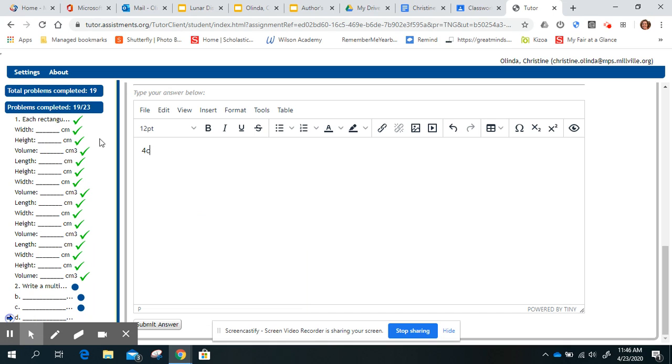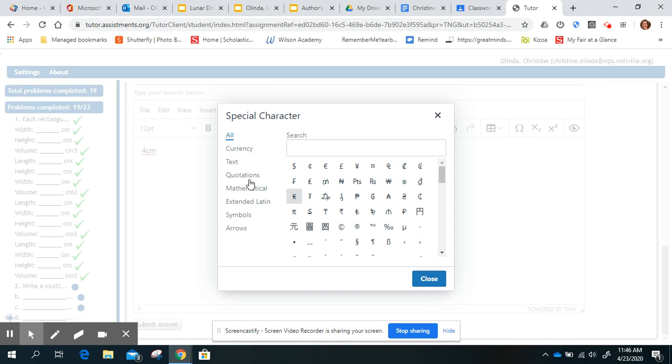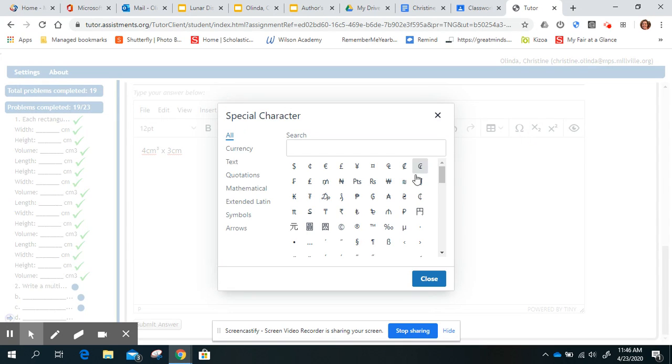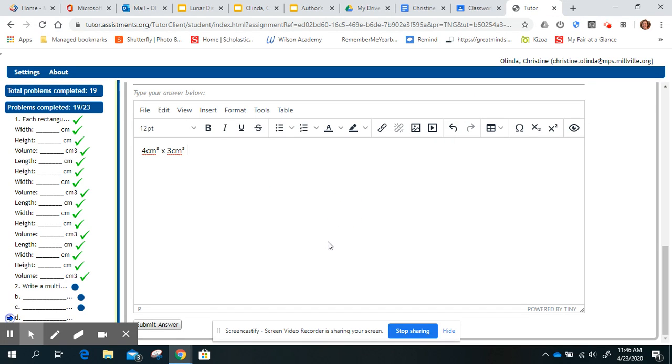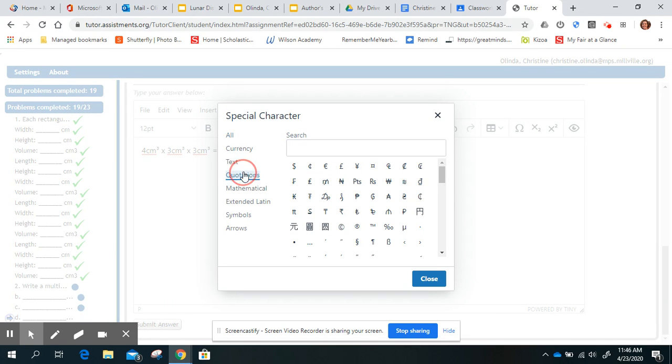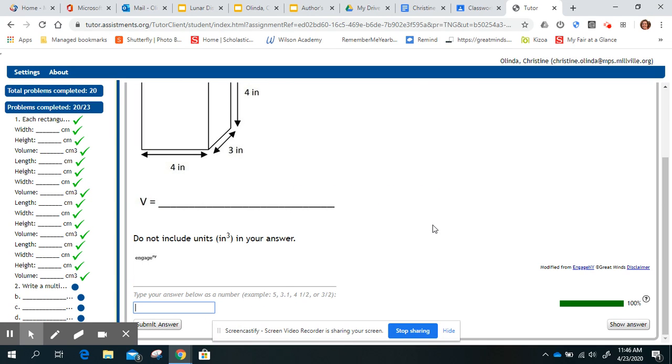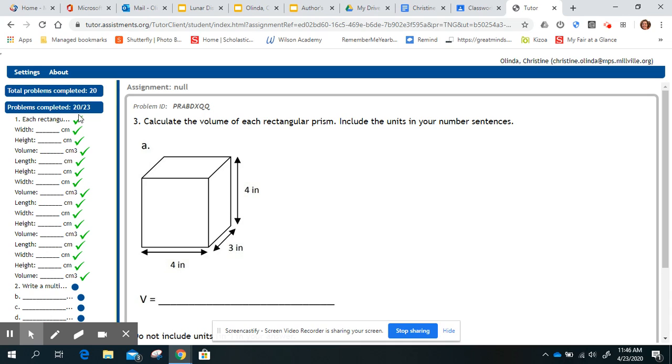So I'll type in here 4 centimeters cubed times 3 centimeters cubed times 3 centimeters cubed, and that equals 36. 4 times 3 is 12, times 3 is 36 centimeters cubed. And then I hit submit answer, and I go to the next question. And I believe I only have 3 more. I'm on question number 20, and I have to get to 23.